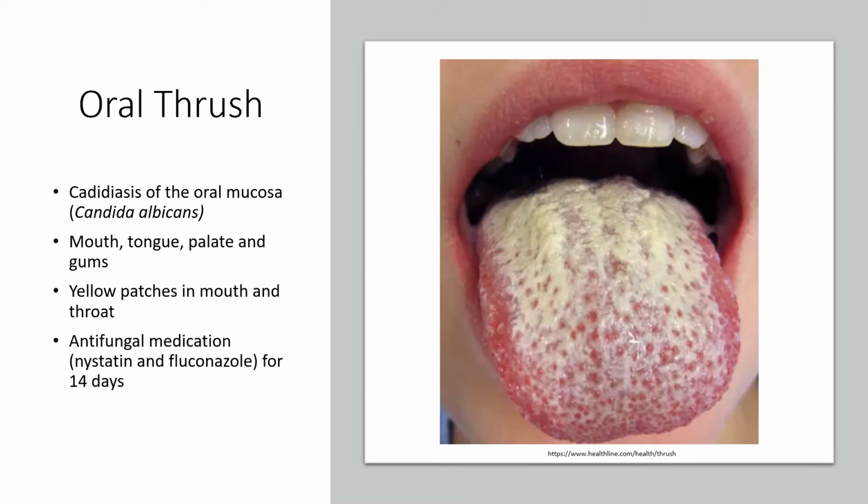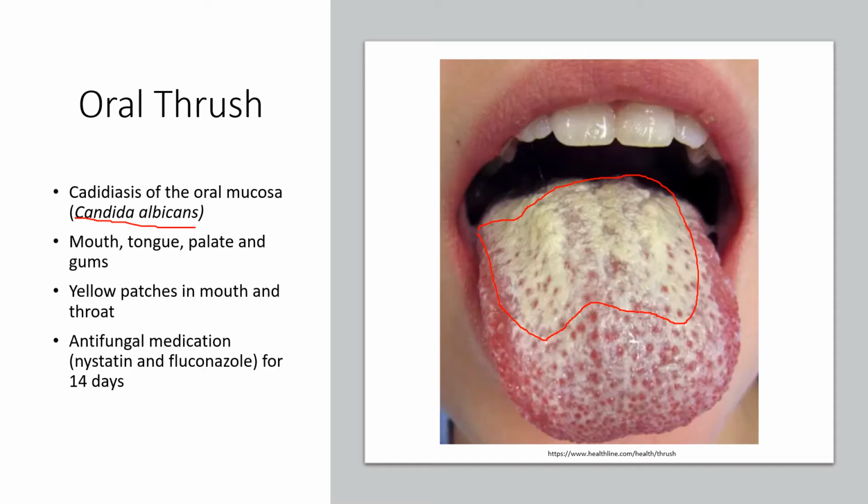The next condition we're going to talk about is thrush, also known as oral thrush. This is candidiasis of the oral mucosa, and it can involve the mouth, the tongue, the palate, as well as the gums. It is due to a fungal infection, the fungus Candida albicans. It is a relatively short-lived infection, but it produces sore, slightly raised, pale yellow patches that you can see in the picture here. It looks pretty ugly in this picture, but this is the result of the fungal infection.